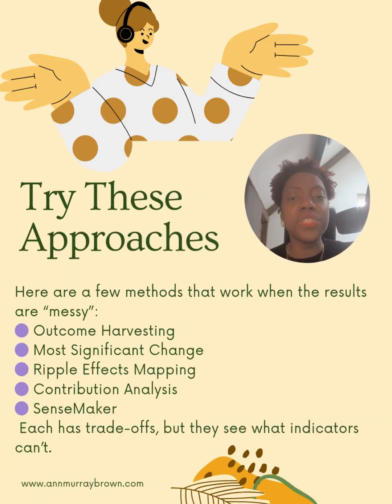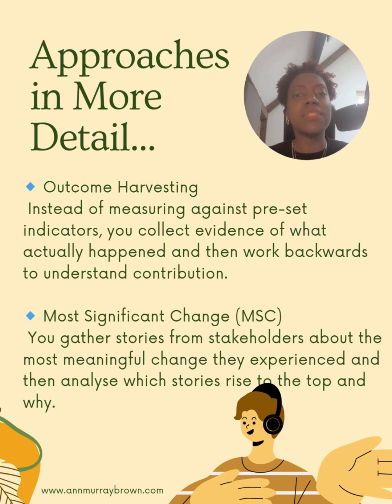Here are a few approaches or methods that work when results are messy. For example, outcome harvesting, most significant change, ripple effects mapping, contribution analysis, SenseMaker. All of these methods are more suited for programs that we call complex. They have their advantages, they also have their trade offs, but they can see what indicators and numbers can't. Let's look at these approaches in a bit more detail.